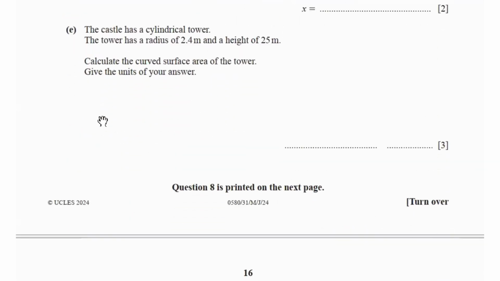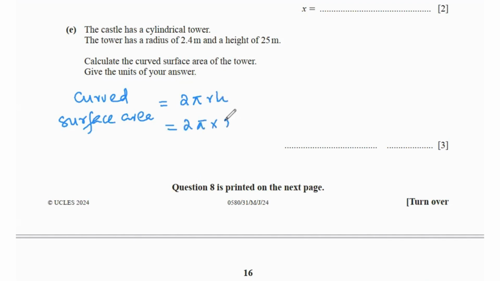Next part says that the castle has a cylindrical tower. The tower has a radius of 2.4 meters and a height of 25 meters. Calculate the curved surface area of the tower. So for the curved surface area, that's basically 2 pi rh. So 2 times pi times 2.4 times 25. And that is going to give us 376.99 meters squared.